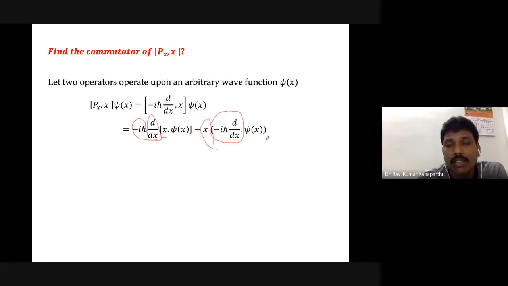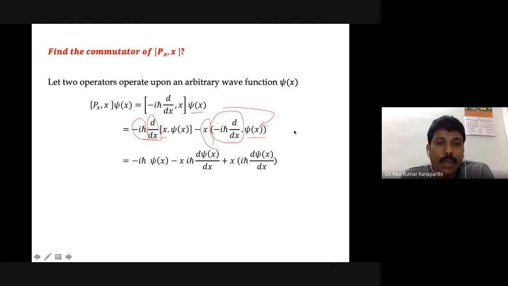And then as usual, outside the bracket we have psi of x. That psi of x we have just taken inside, that is the quantity. Okay, now what you can do is apply the derivative of the product. Then you do this first derivation.